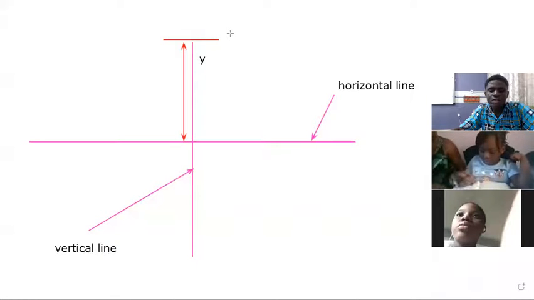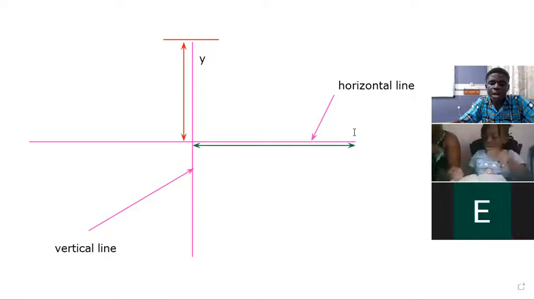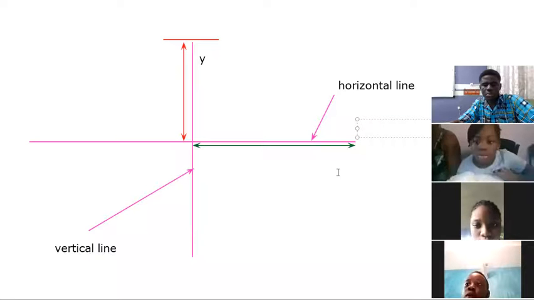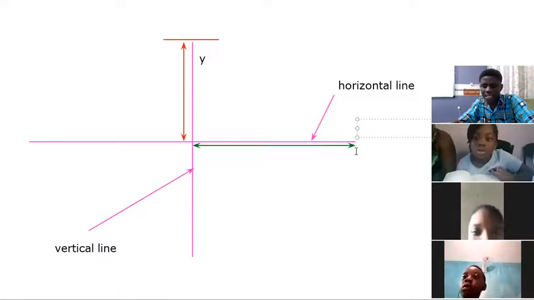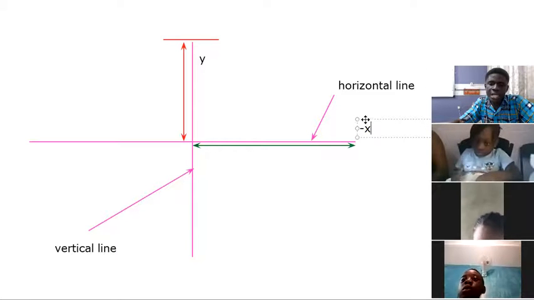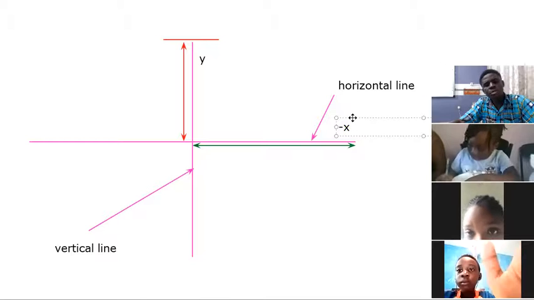Then we are going to call this part. Let me change the color. So from here to here, this part of our line, we are going to call negative X. So that is the name of this part of the line. Negative X. Just look at what is done.